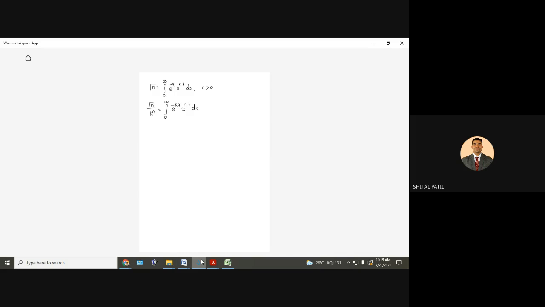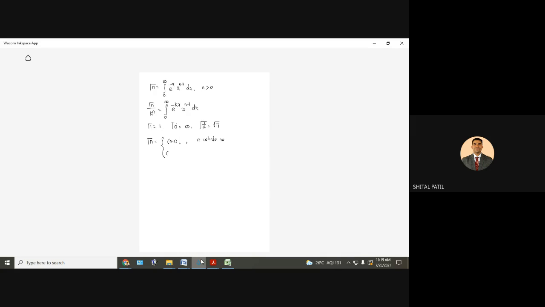Then we know what the gamma 1 is. Gamma 1 is equal to 1. Gamma 0 equal to infinity. Gamma half equal to root pi. Remember these 3 values of the gamma function. Then value of gamma function is like this. Gamma n equal to n minus 1 factorial, provided n is whole number.